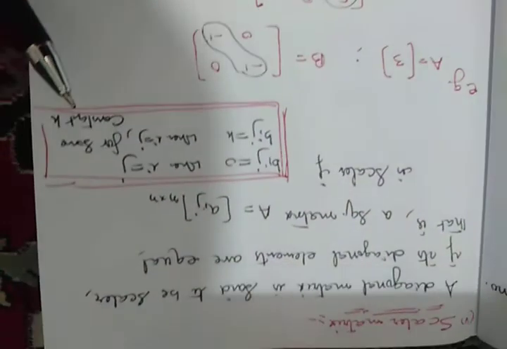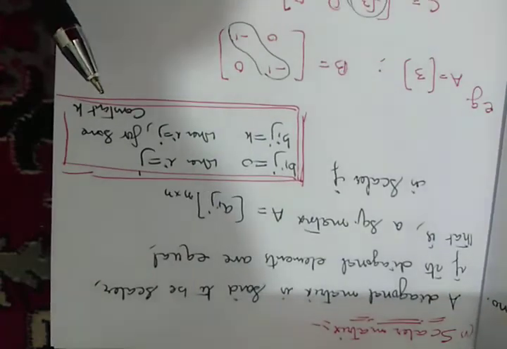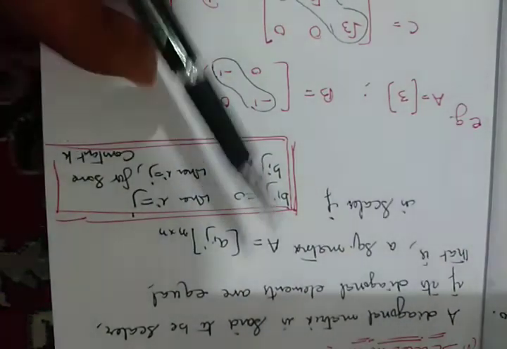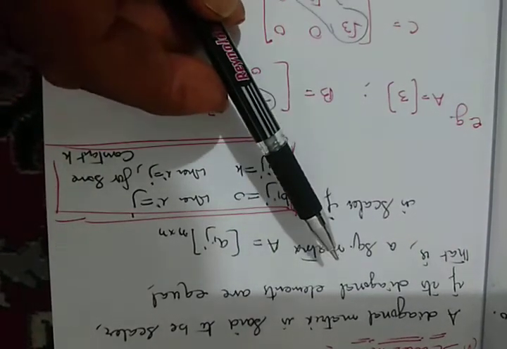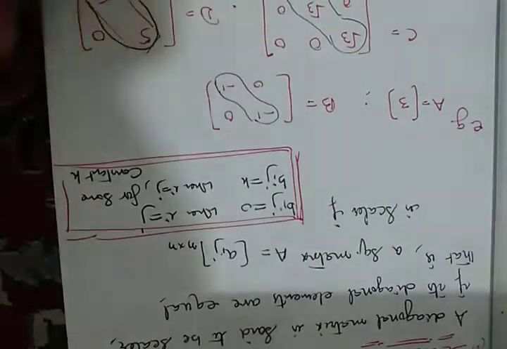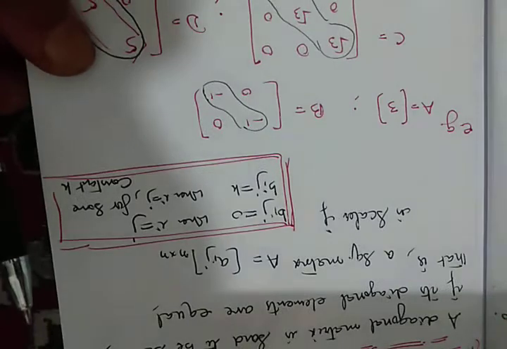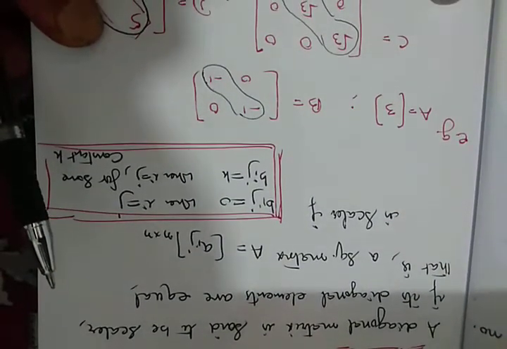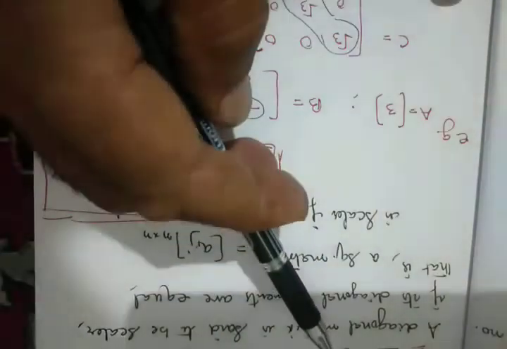Then onwards we have to do the scalar matrix. What is it? A scalar matrix means a diagonal matrix is said to be scalar if its diagonal elements are equal. If its diagonal elements are equal, then it is called a scalar matrix.